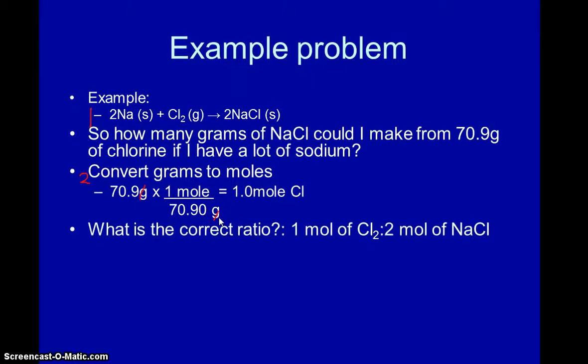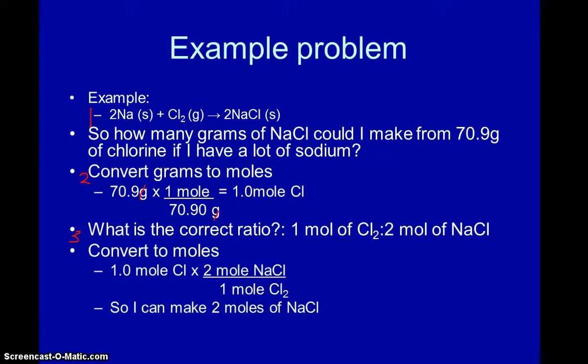All right, step 3, we have to figure out, well, what's the ratio? The ratio is for every 1 mole of chlorine, I get 2 moles of sodium chloride. So if I multiply 1 by 2, I can make 2 moles of sodium chloride. Moles of chlorine are going to cancel, so it's 2 over 1, and I'm going to multiply by 2. That's the big part where labeling becomes really, really important. If you don't write what you have moles of, you don't know which thing you're going to be canceling out.